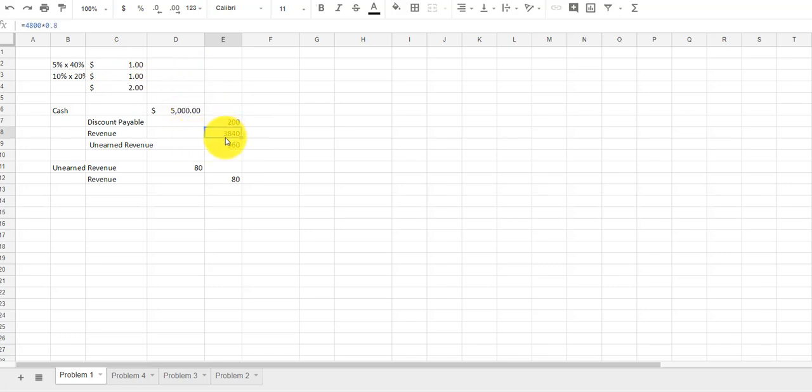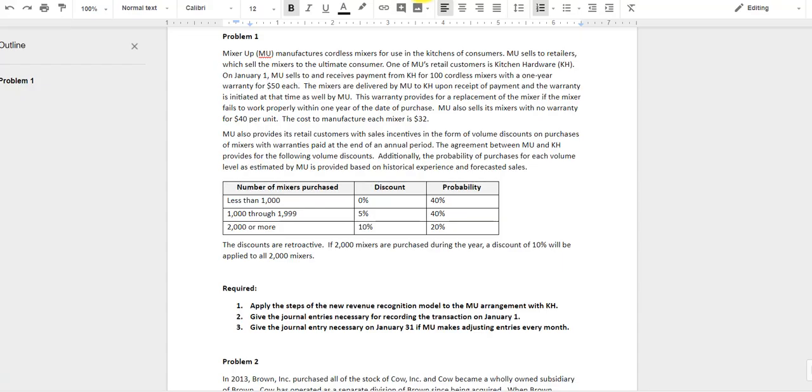And then we're going to take 80% of the remaining $4,800 and recognize that as revenue at the sale of the mixer. The other $960, or 20%, is allocated to the warranty, and that will be unearned revenue because we haven't done anything yet. And every month for the time period that we're going to do this, which is 12 months, we're going to earn $80 of that unearned warranty revenue. So that's how those journal entries should play out to answer those questions.